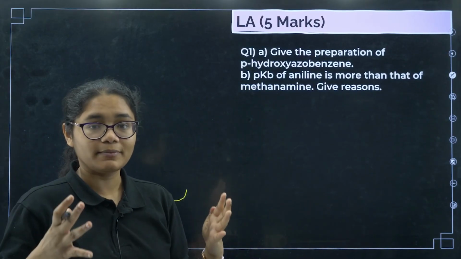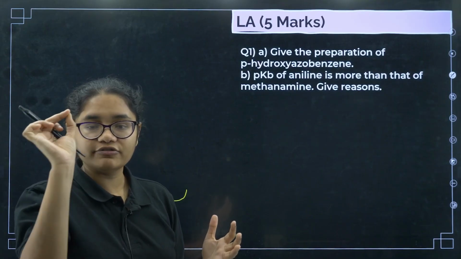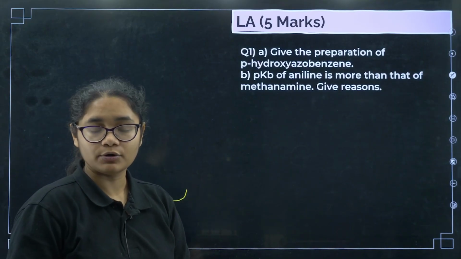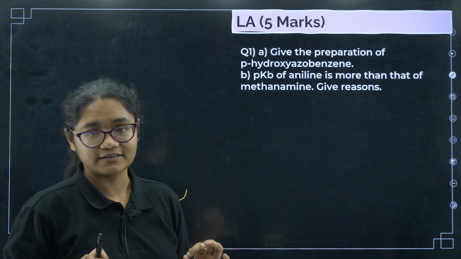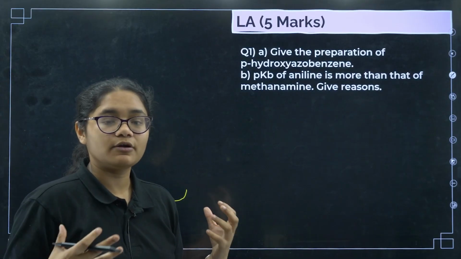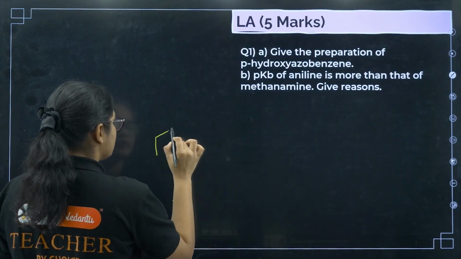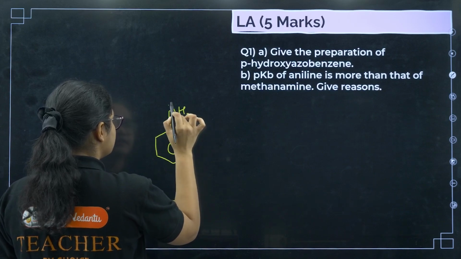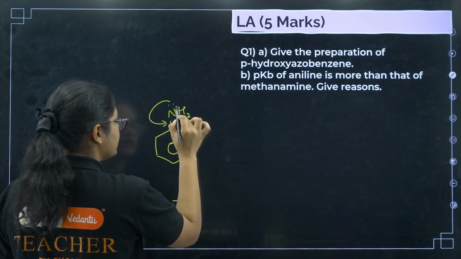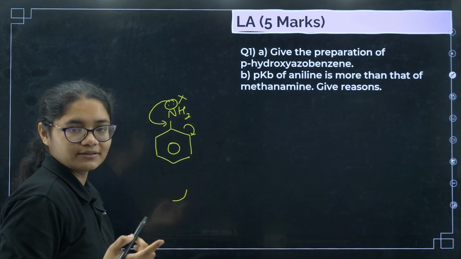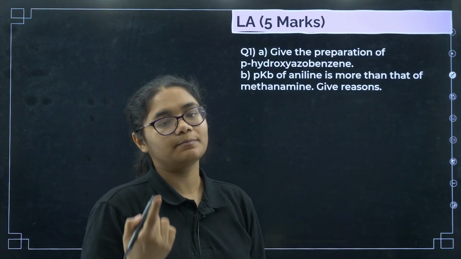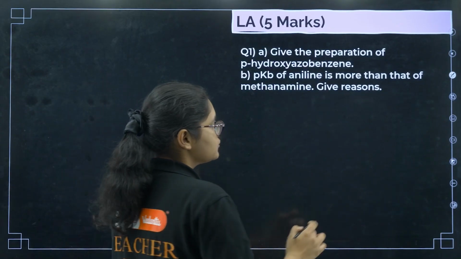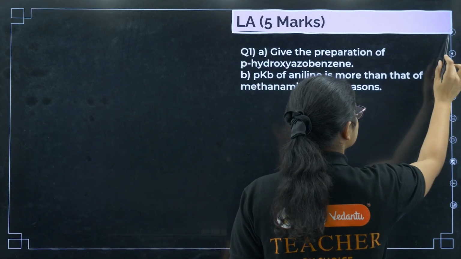Aniline is an aromatic amine, right? The nitrogen lone pair is not available for donation, it is involved in resonance. So whenever the lone pair of nitrogen, you can see here lone pair of aniline, okay, this is involved in resonance in the ring. It is not available for donation, that means basicity is less, so pKb will be higher, okay. So that's all. You can see the answer like this.